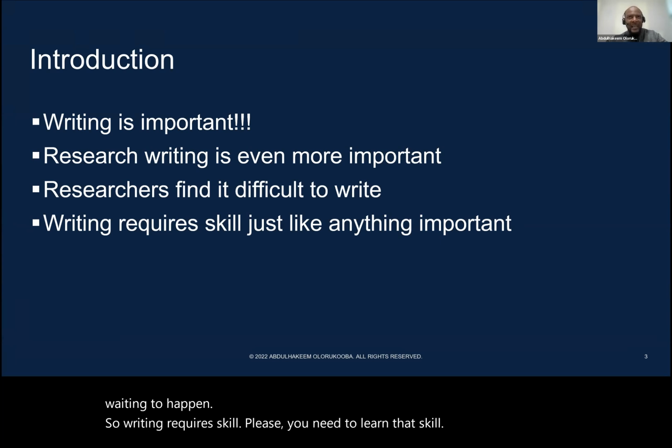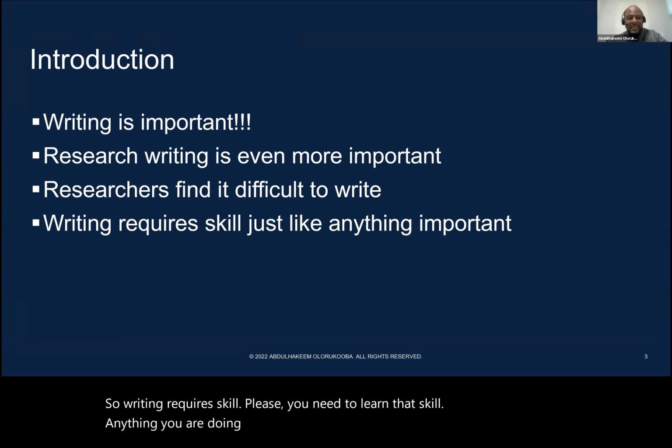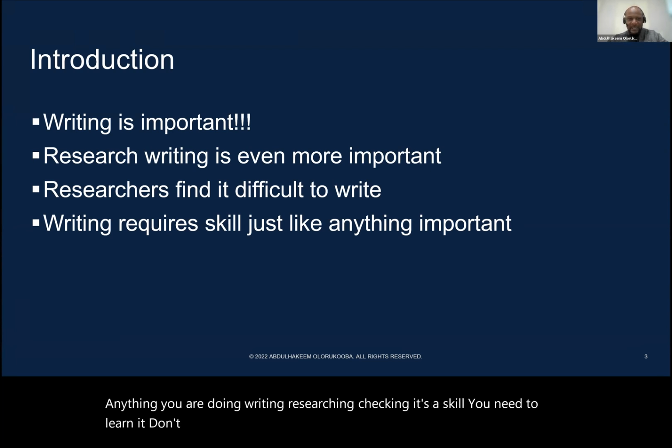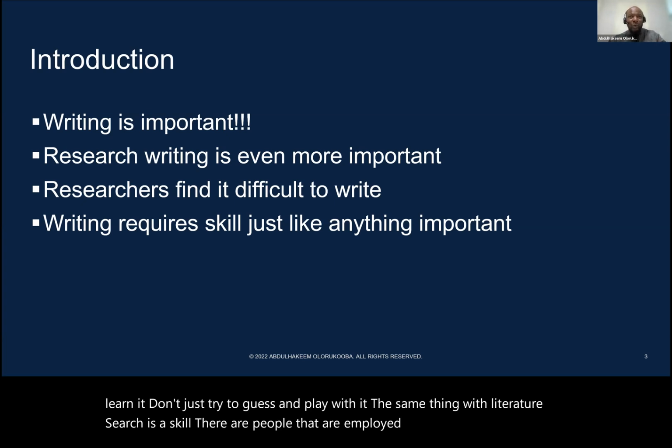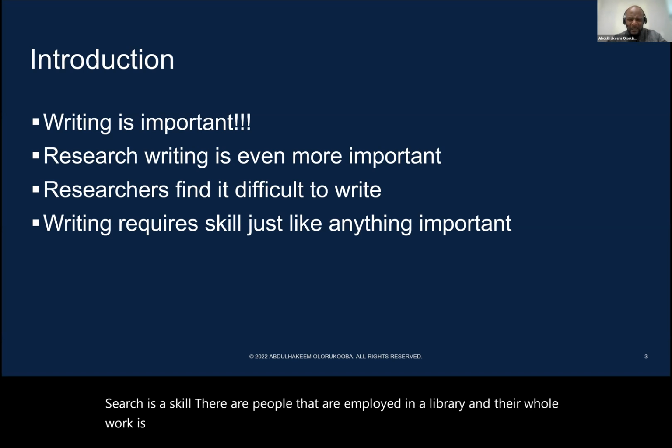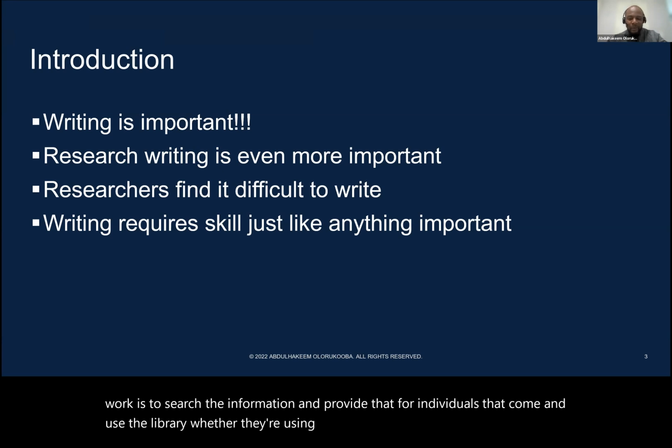Anything you are doing, writing, researching, checking it, it's a skill. You need to learn it. Don't just try to guess and play with it. The same thing with literature search is a skill. There are people that are employed in a library and their whole work is to search the information and provide that for individuals that come and use the library. Either they're using the library online or they're using the library offline.